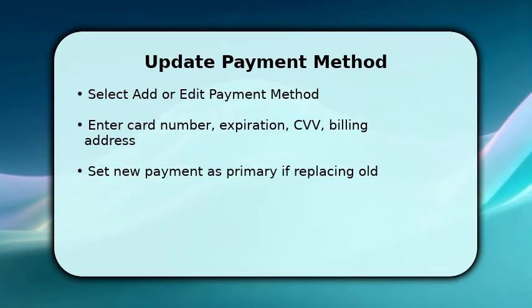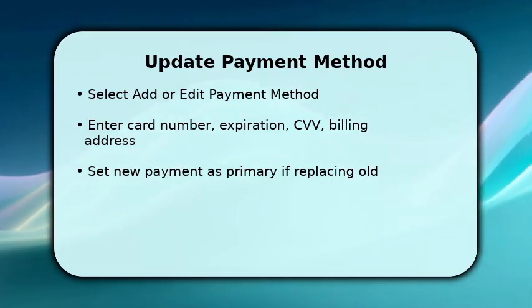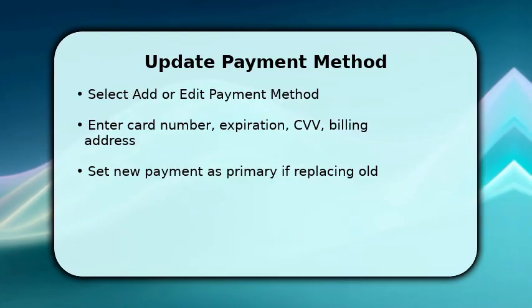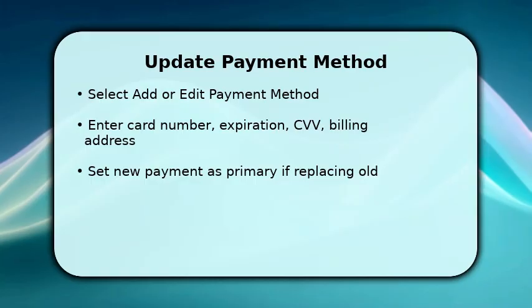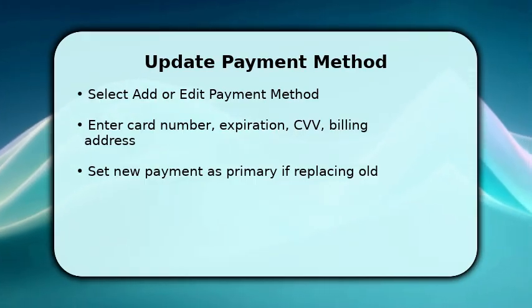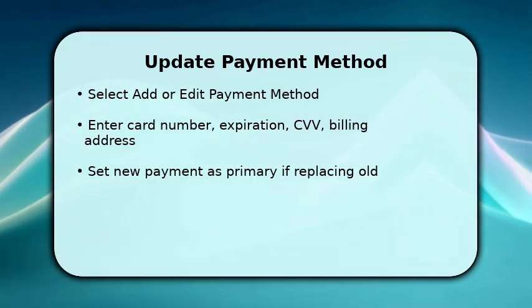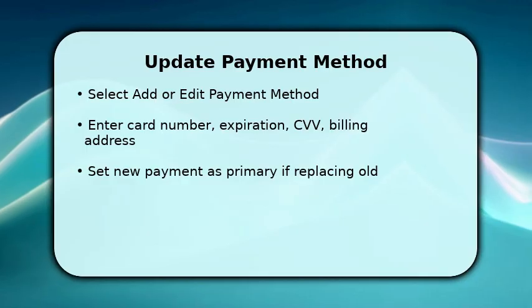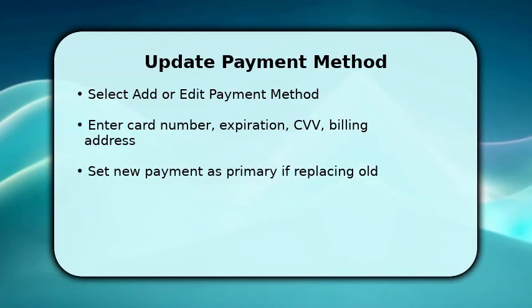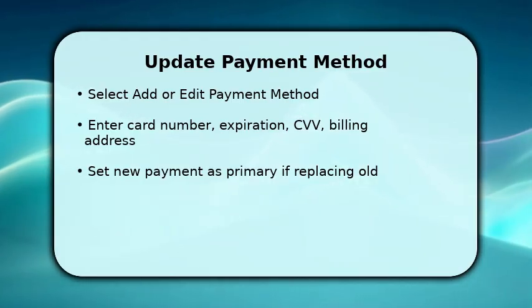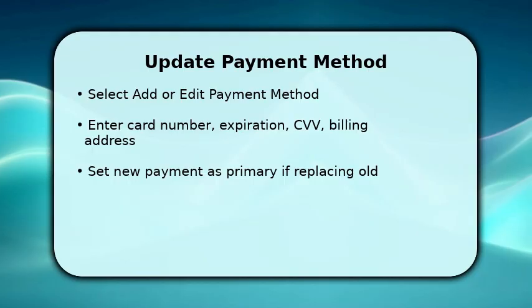Enter card number, expiration date, CVV, and billing address exactly as your bank has it so authorization succeeds. Once entered, save and then mark the new method as primary if you want it to pay upcoming charges. If using PayPal, follow the OAuth prompts to connect YouTube TV. Take a moment to verify there are no typos, because most failures come from address mismatches.